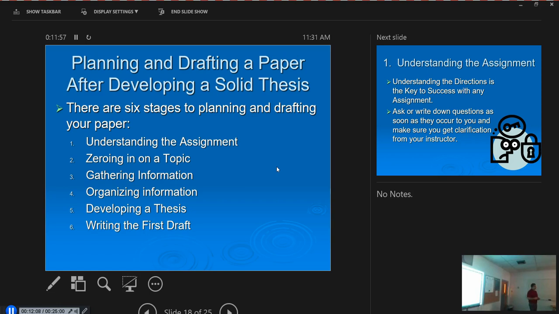Okay, so, planning and drafting our paper. Now that we spent some time at the beginning of class working on a journal that does some brainstorming activities, we're ready to start thinking about how we put an essay together. Okay? Your book lists 6 steps for how to put an essay together. Understanding the assignment, zeroing in on a topic, gathering information, organizing information, developing a thesis, writing the first draft.